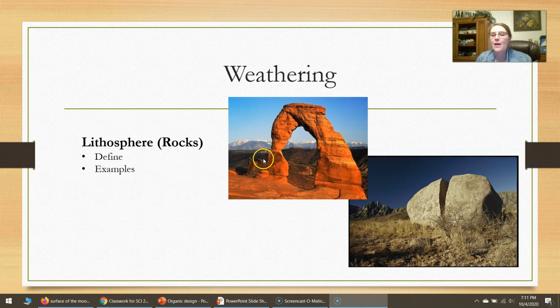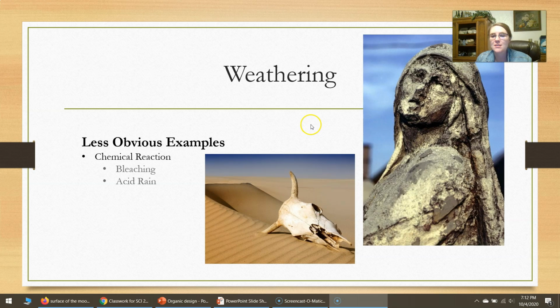So, if you have sand blasting onto this other sandstone here, then it's going to break off little chunks of it. If you have ice, that's physically just going to rip apart the rock. But when we're talking about chemical processes, sometimes those are less obvious. There are two that I put on here, but there are even more.